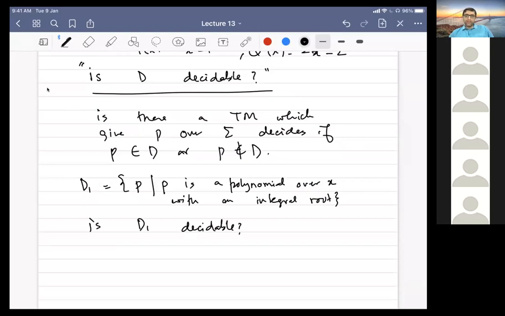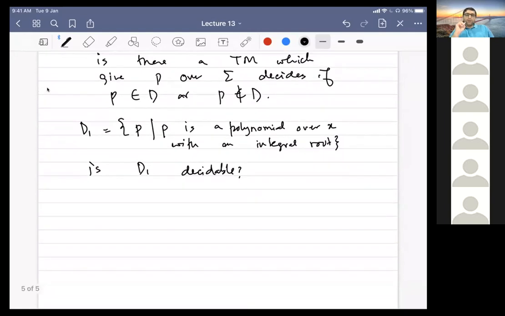Okay, we can actually decide D1, very simple. First let me give you a Turing machine which recognizes it, then I would give you a Turing machine which decides. Can we use discriminant? At least we can show if the solution is real. Discriminant is only good for quadratic equations, right?